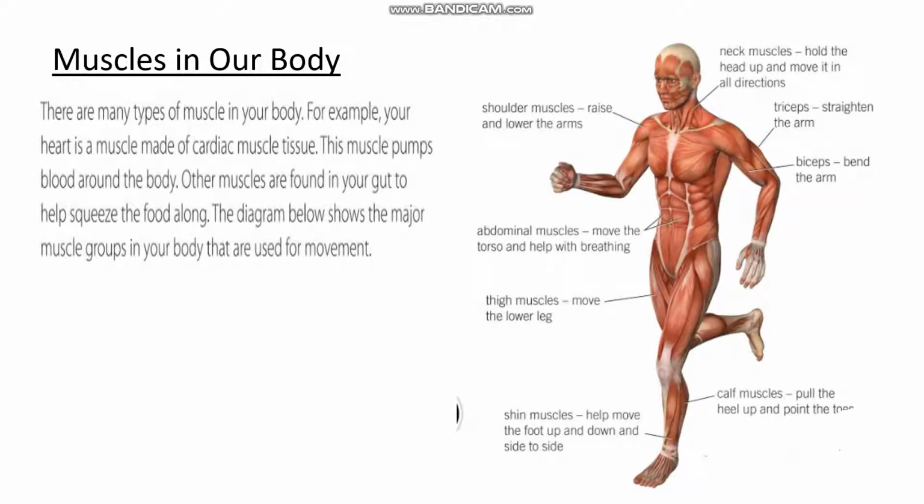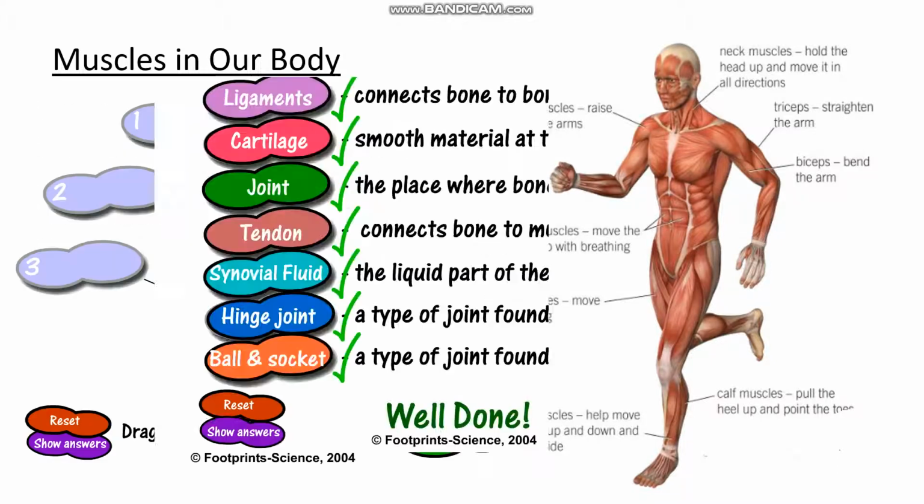Okay, on to the subject of today's lesson, muscles in our body. There are many types of muscles in your body. For example, the heart is a muscle made out of cardiac muscle tissue. This muscle pumps blood around your body. Other muscles are found in your gut to help squeeze food along, and the diagram opposite shows the major muscle groups in your body that are used for movement. So what I suggest you do is when the picture comes on, just pause the video and take a few moments to identify those muscle groups and remember what they actually do. Okay, so if you pause the video now, have a look at that diagram and take it in.